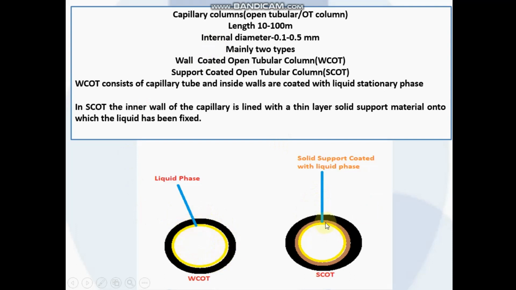In support coated open tubular column, or SCOT, the inner walls of the capillary are lined with a thin layer of solid support. In this picture, this is brown color, onto which the liquid phase, or the liquid stationary phase, has been fixed.